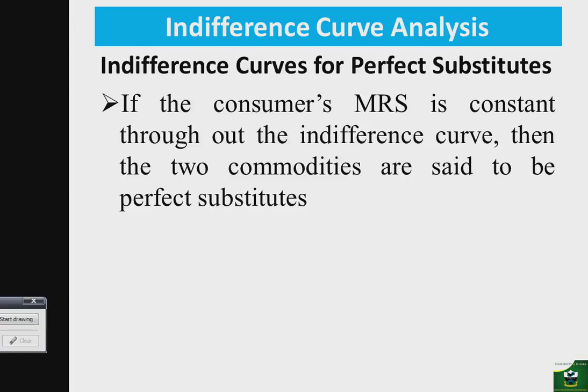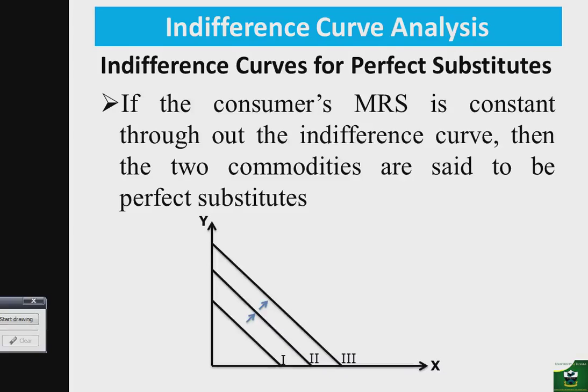Let's look at indifference curves for perfect substitutes. If the consumer has a marginal rate of substitution which is constant throughout the indifference curve, then the two commodities under consideration are said to be perfect substitutes. Now, this is an illustration where we have a downward sloping straight line and the level of increasing utility is moving up and to the right in this direction. So, indifference curve 1 has low utility compared to indifference curve 2, and indifference curve 2 has low utility compared to indifference curve 3.